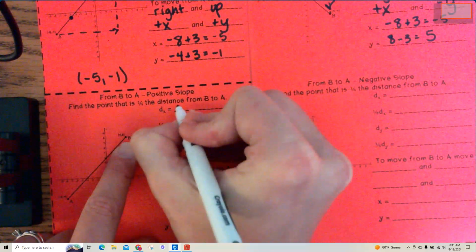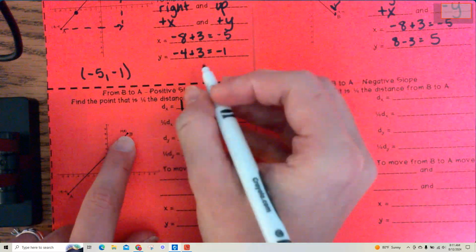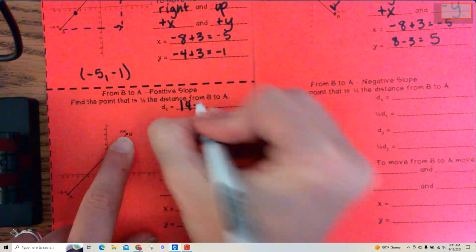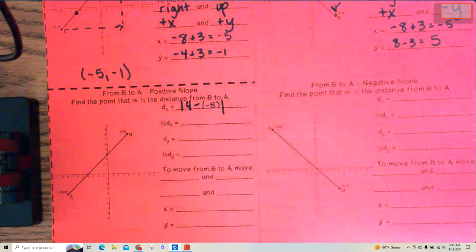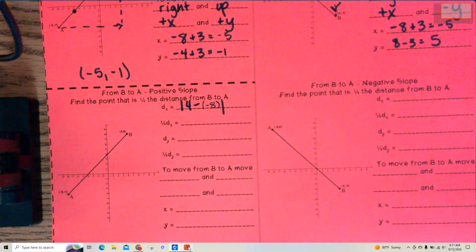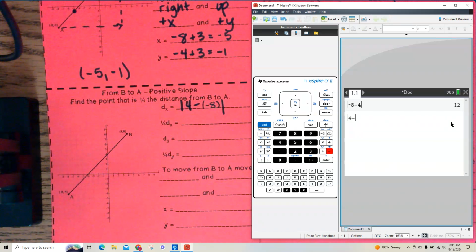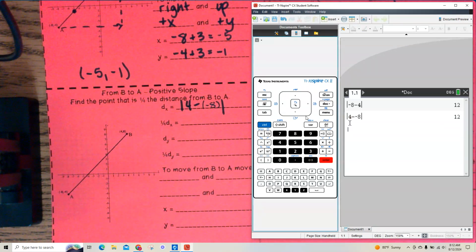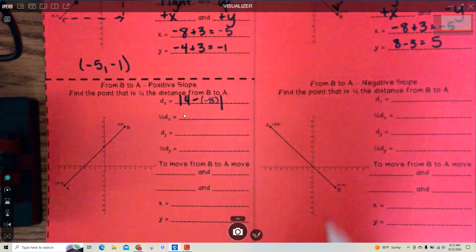And again, it doesn't matter if you flip these. So if I wanted to do the x distance here, I could do 4 minus a negative 8. And just to prove it to you, I'll do it in the calculator. All right, 4 minus a negative 8 still gives me 12. So the order does not matter here. You just have to watch your signs. Okay?